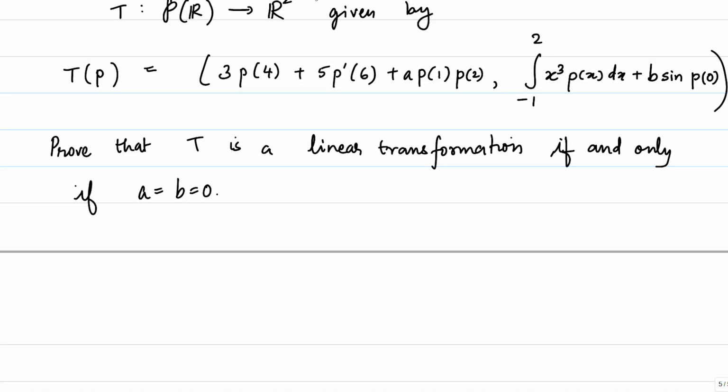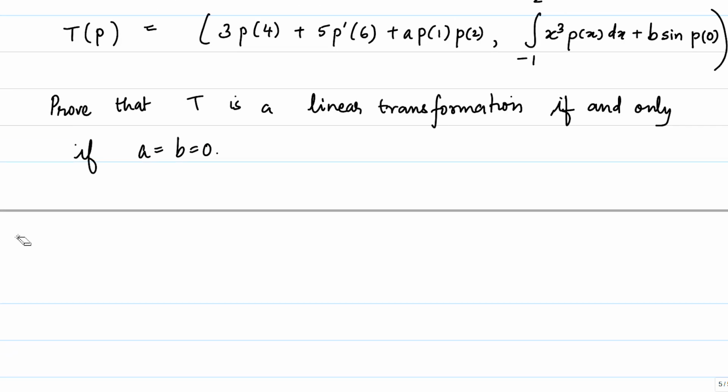Proving this particular problem has two sides. One is when a is equal to 0 and b is equal to 0, we have to show that T is a linear transformation. That's quite straightforward. Let me not spend time, or maybe I can do it first. It will take almost no time to check that.